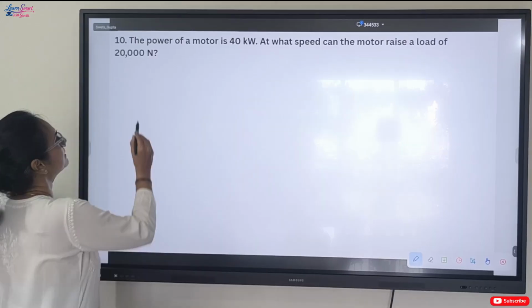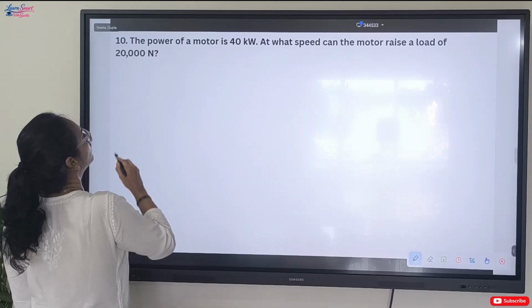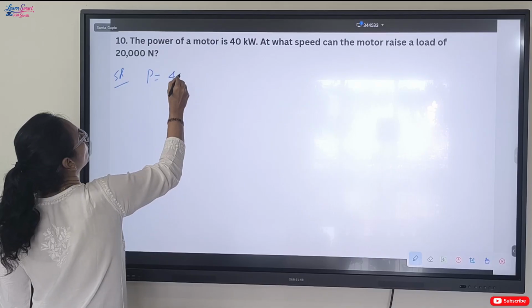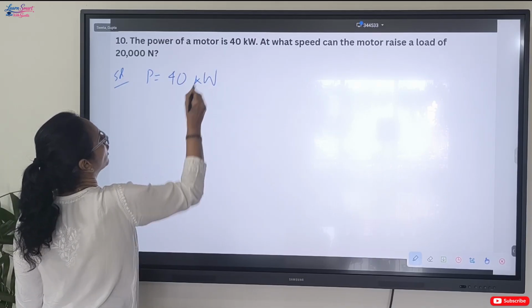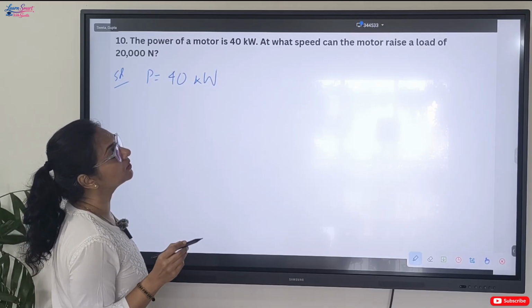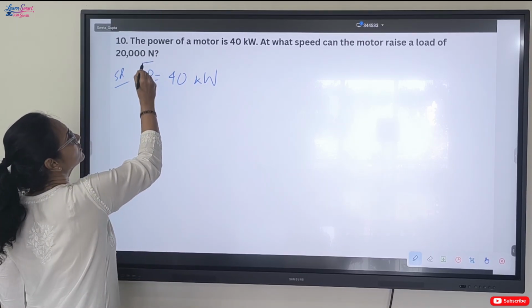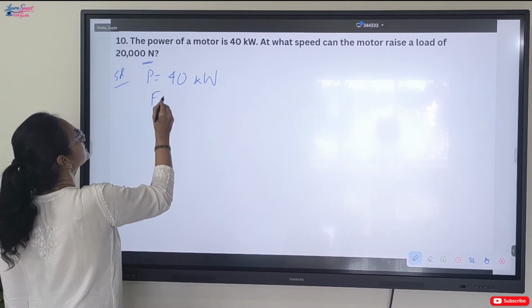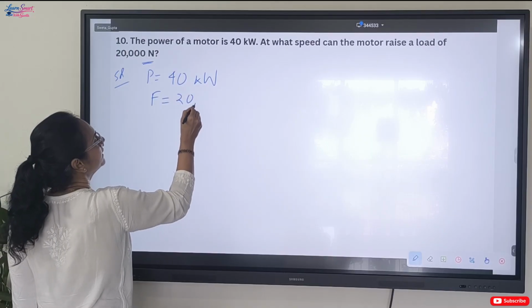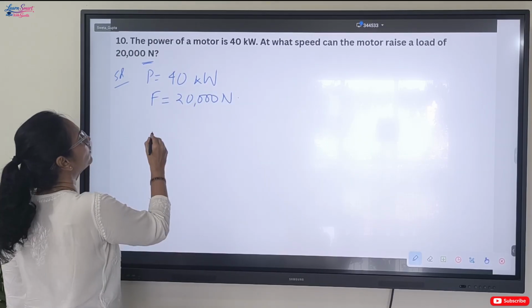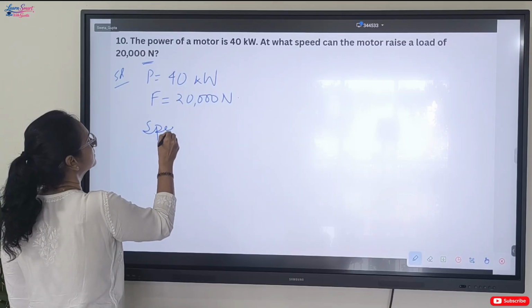Now question number 10: the power of a motor is 40 kilowatt. So power given to us, P, is equal to 40 kilowatt. At what speed can the motor raise a load of 20,000 Newton? So this is force, right? So force is given to us as 20,000 Newton. What we have to calculate is the speed.